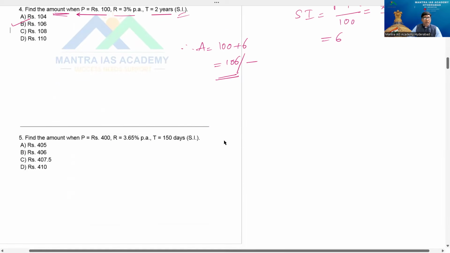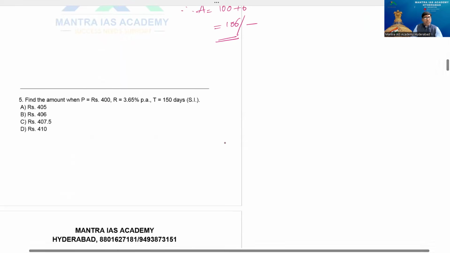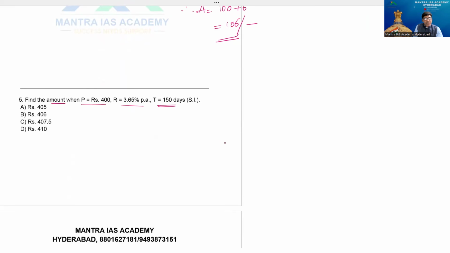Then go to question number 5. Find the amount. Here also the point is the same, but the time is in days, 150 days. Rate is 3.65, P is 400. He mentioned everything. Therefore, first convert T, which is equal to 150 by 365. Here also the story is the same. He is asking for the amount. Amount is equal to P plus SI. So first of all, find the SI.